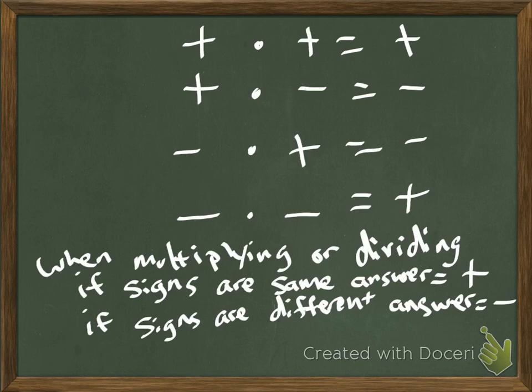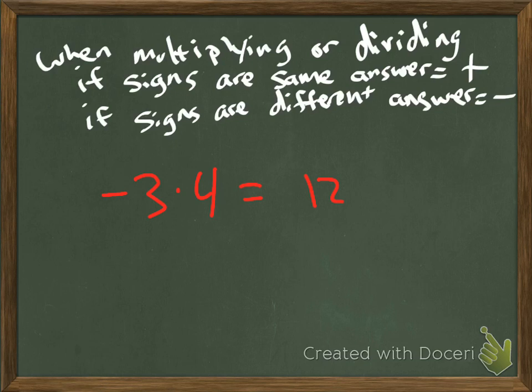So let's apply this right now to a couple different practice problems just so you can see this in action. So I'm going to keep my rule over here. When multiplying or dividing, if signs are the same, the answer is positive, and if signs are different, my answer is negative. So here I have negative 3 times 4. Well, 3 times 4 is equal to 12, and then I need to look if my signs are the same or different. I see one negative sign with 3, and I see a positive number with 4. So that tells me my signs are different, so my answer should be negative 12.